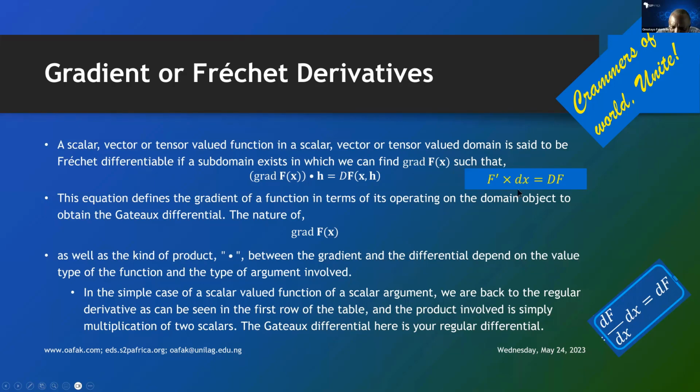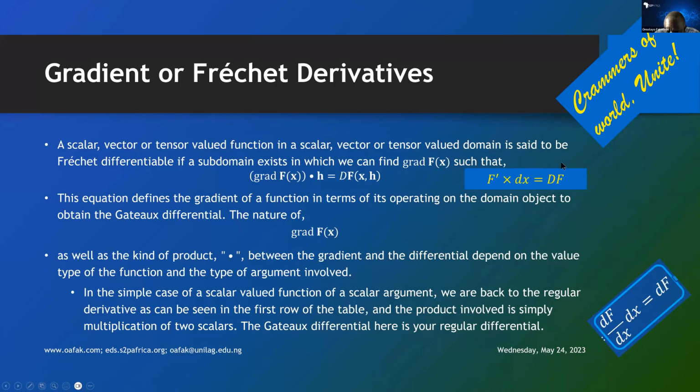This dx, this change, is a change in the domain. If the domain is a scalar, it's a change in a scalar. If the domain is a vector, it's a change in the vector. If the domain is a tensor, it is a change in the tensor. It doesn't matter. You can always subtract a vector from another vector, and that will give you a change in the vector, because addition is always defined. Subtracting a negative is the same thing as addition. Subtraction is the addition of the negative. That's all.